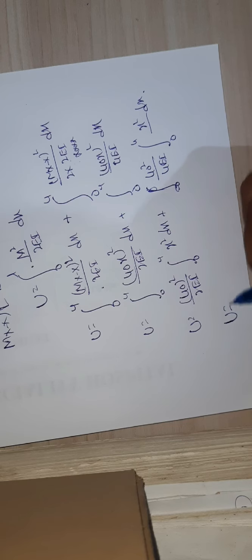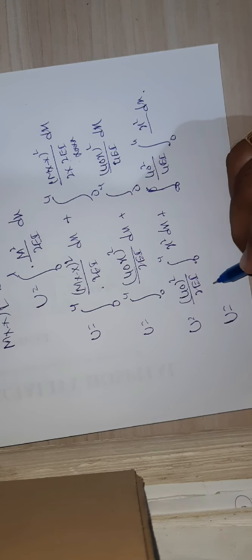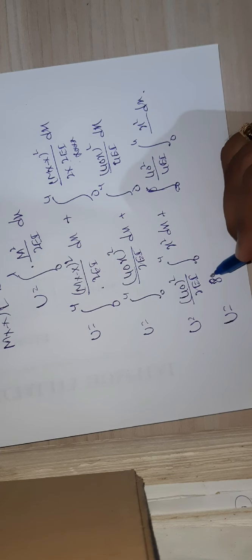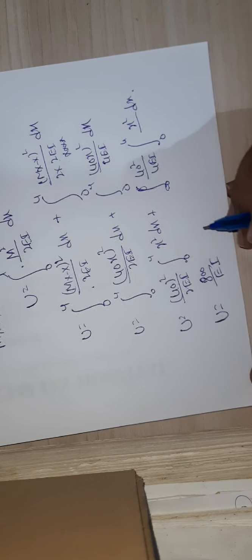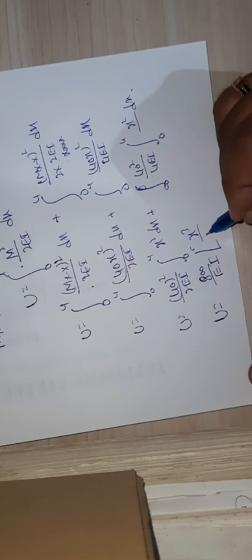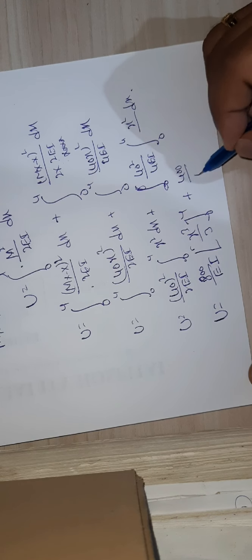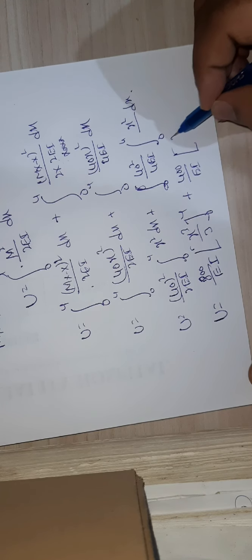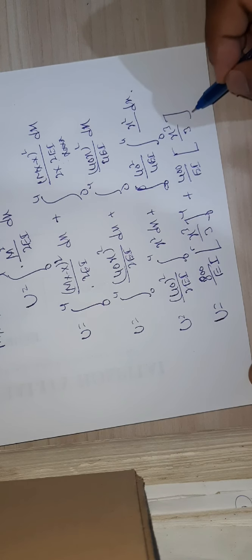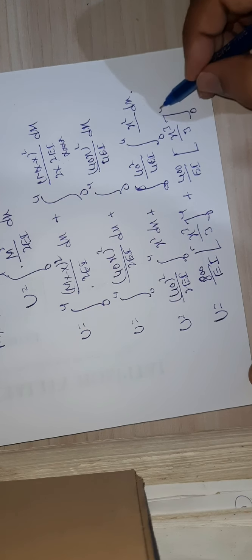If you integrate it, U equals 800 by EI into x cubed by 3, limit 0 to 4, plus 400 by EI, x cubed by 3, limit 0 to 4. So then what is that?